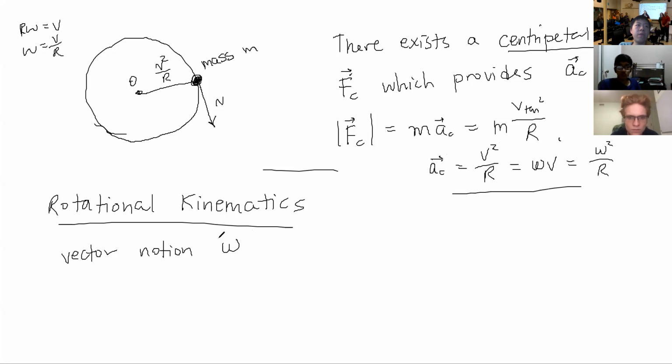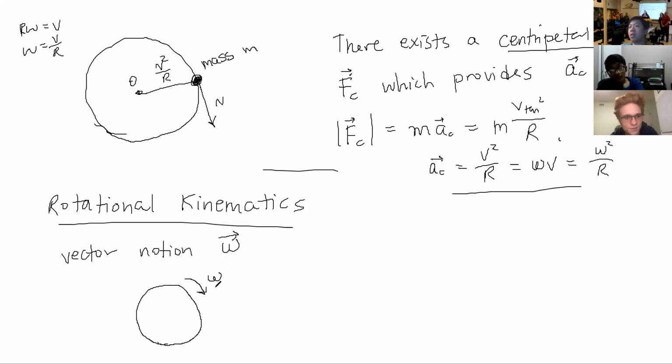So first of all, the vector notion of omega, right? Let's just say you have a wheel, and it's spinning this way with an angular velocity of omega, right? So now if you were to represent omega, if it were spinning at an angular velocity of omega, where do you think the vector omega should point?